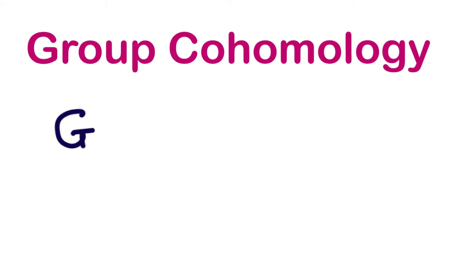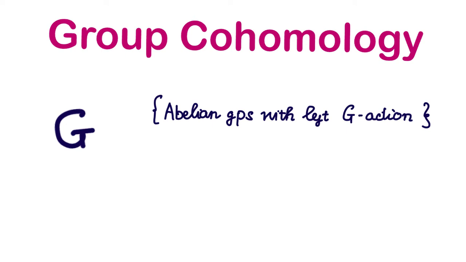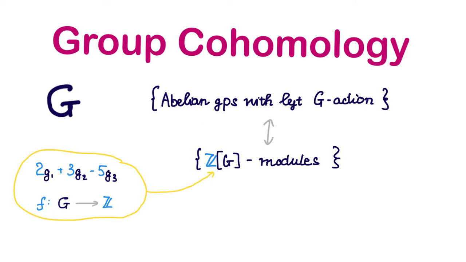Now, one way to study G is via its action on other abelian groups. For example, in representation theory, we would study the action of G on vector spaces. Or in number theory, we often look at the Galois group of a Galois extension L over K acting on the multiplicative group of L. Now, every abelian group with a left G action could also be viewed as a module over a ring.